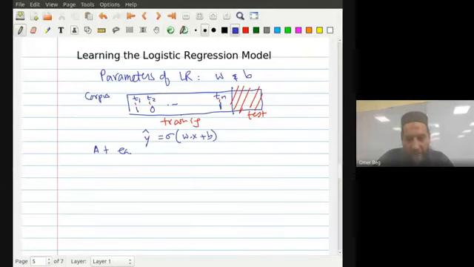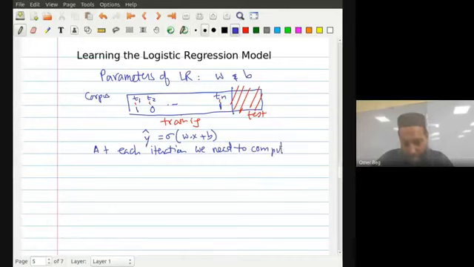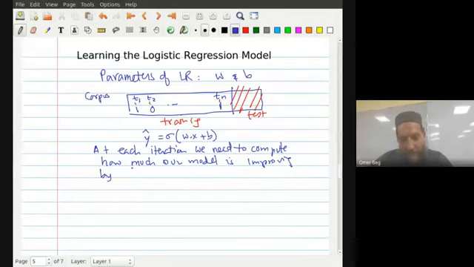So at each iteration, that is, a traversal over the training samples, we need to compute how much our model is improving by looking at training samples.